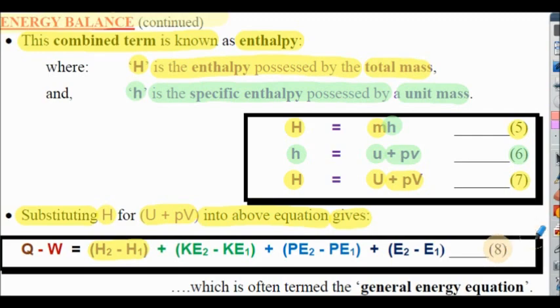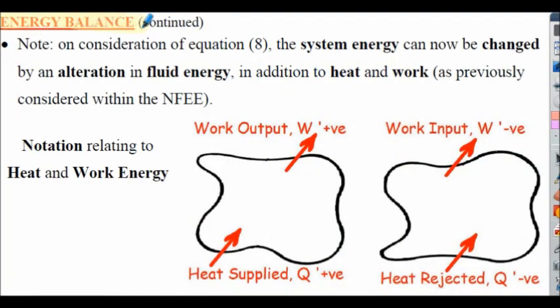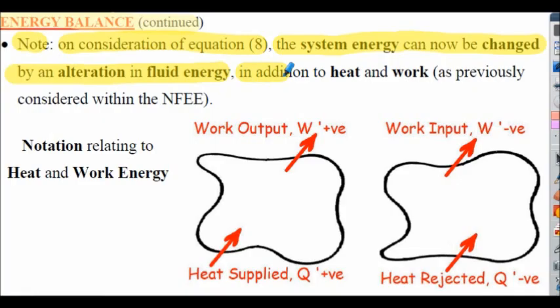That's now labelled as equation 8, and this is often termed the general energy equation. Energy balance continued. Note, on consideration of equation 8 on the previous slide, the system energy can now be changed by an alteration in the fluid energy in addition to the heat and work as previously considered within the non-flow energy equation, our previous presentation.